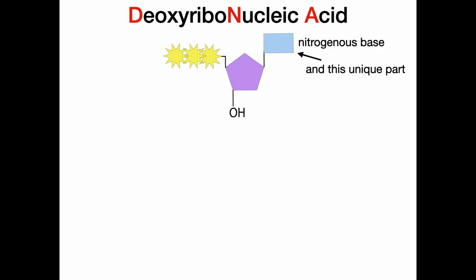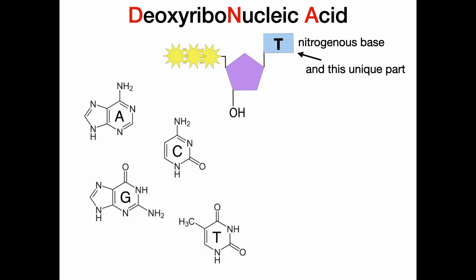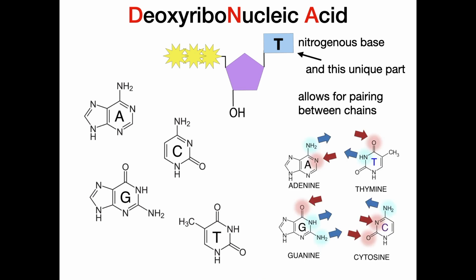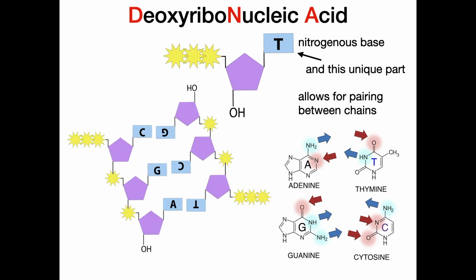They also have a unique part. So there are four DNA letters, and they each have a unique nitrogenous base: A, C, G, or T, and this allows them to pair between chains. So this is specific. You get A to T and G to C. And this is called base pairing. It allows one strand to be used as a template for making the other strand.